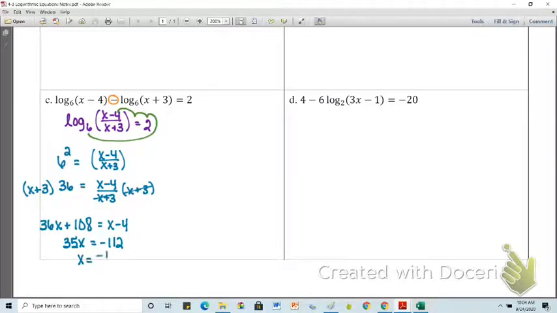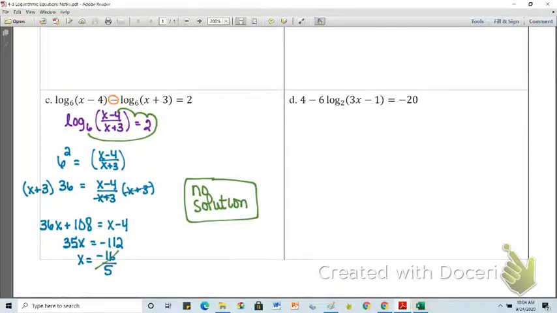X equals negative 16/5. When I plug this in, negative 16/5 minus 4 is a negative number. Therefore, this solution does not work. My answer is no solution. When all of your answers are extraneous, your answer is no solution.